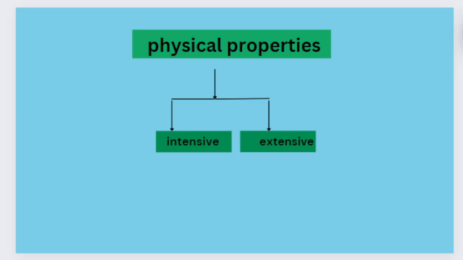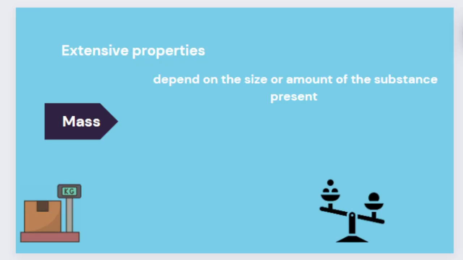Physical properties are of two types, intensive properties and extensive properties, and the division depends on their character. So let's take examples of both properties one by one. First I take extensive properties. Extensive properties depend on the size or amount of the substance present. If we double the amount of the substance, the extensive property will also double. That is a very simple and easy definition to identify an extensive property: the size or amount of the substance.